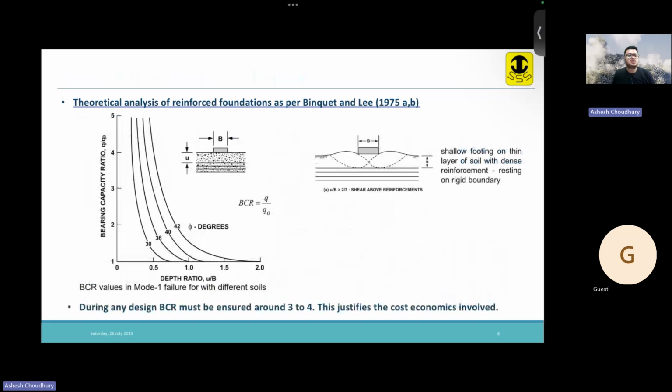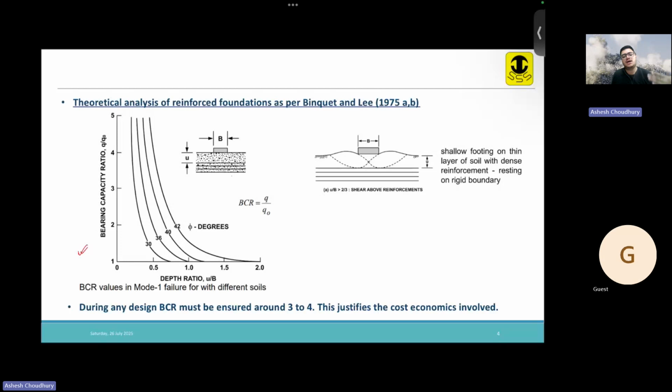Now what we are going to see is the theoretical analysis of reinforced foundation as per Binquet and Lee, 1975. Binquet and Lee did some initial research on this, and they published a theoretical analysis procedure, on how we should actually design this reinforcement. You can see in this plot we have plotted the bearing capacity ratio versus the depth ratio. Depth ratio is U by B, and the bearing capacity ratio is nothing but Q by Q naught.